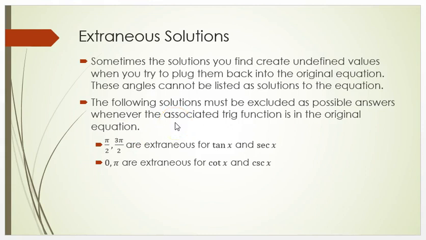So basically what happens is if you have a tangent of x anywhere in the original equation, and you got an answer of pi over 2 or 3 pi over 2, then you have to cross it out. You can't include it as a final answer. It's what we call an extraneous solution. It's like a fake answer that we got from going through the solving process correctly, but if you actually try to plug it into the original equation, it does not work because it gives us an undefined value instead of a true statement. So the values to look for are pi over 2 and 3 pi over 2.